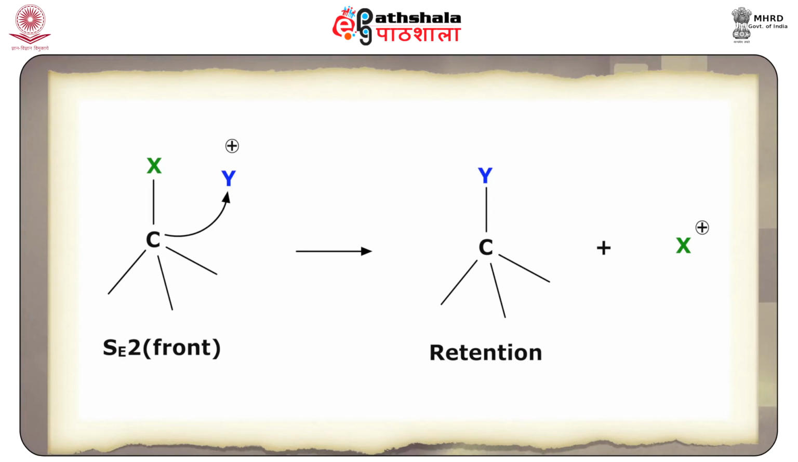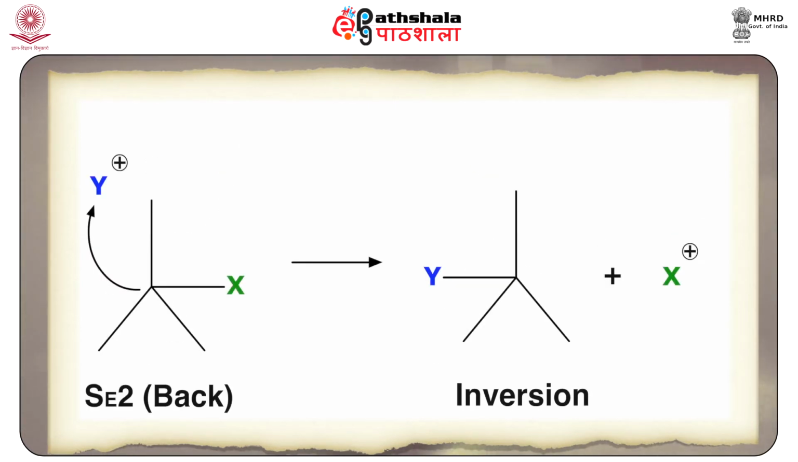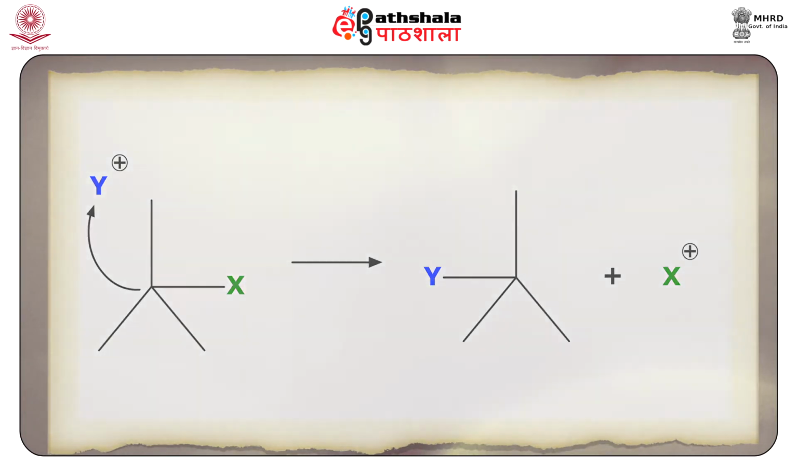and this is a simultaneous concerted process. The second option is the attack of the electrophile from the rear or the back side, which is called SE2 back, and this obviously will lead to the inversion of configuration, as you can see here. So, this is almost analogous to the SN2 backside attack, but here the carbon, which is the reaction center, will be attacking Y plus, and as a result the X plus goes away.